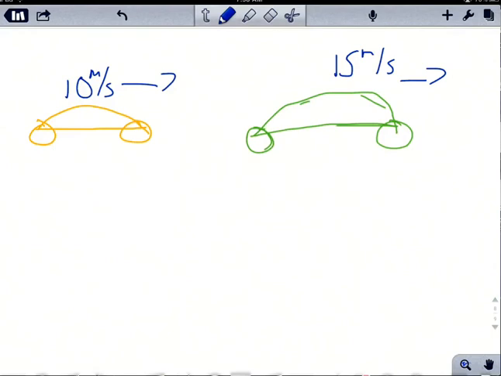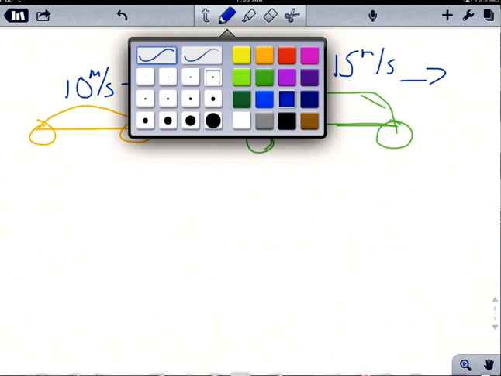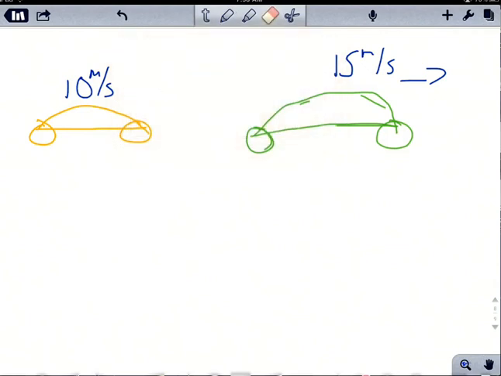Now, if they were moving in opposite directions, so we're going to say that the orange car is moving in the opposite direction, then what we can see is that the velocity of the green car compared to the observer sitting in the orange car is going to be 25 meters per second, because it's relative depending on the observer.